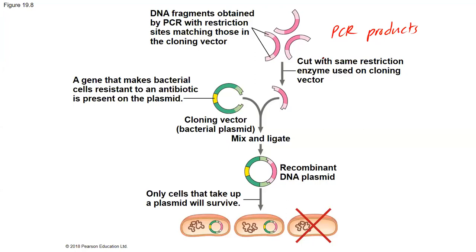So you cut with, let's say, EcoR1 restriction enzyme, or any other restriction enzyme that has its restriction site on both ends. You cut the plasmid also with the same restriction enzyme. So this is a plasmid.